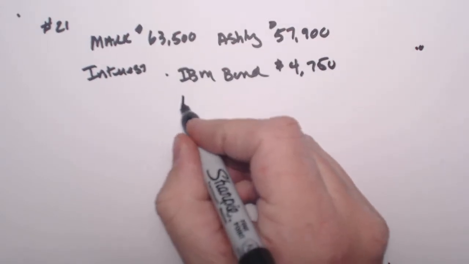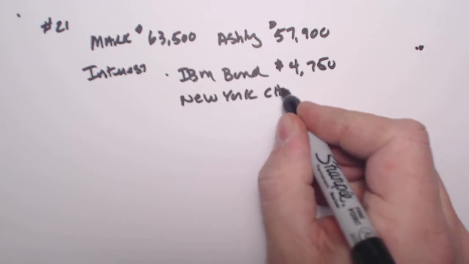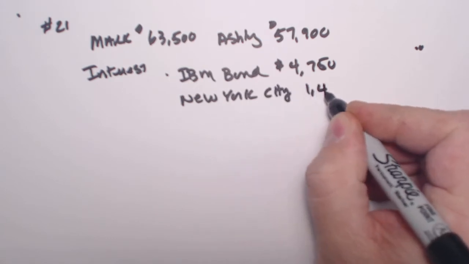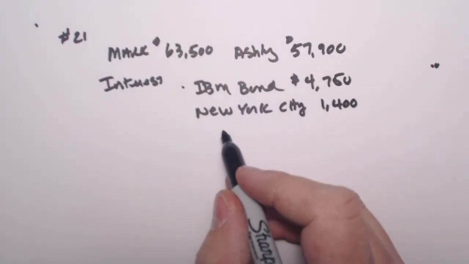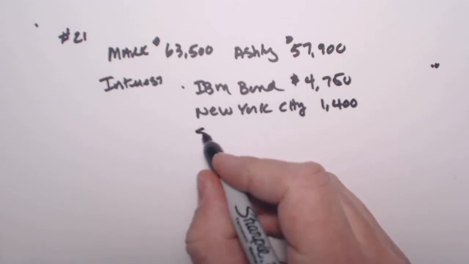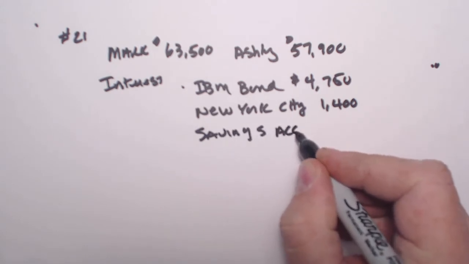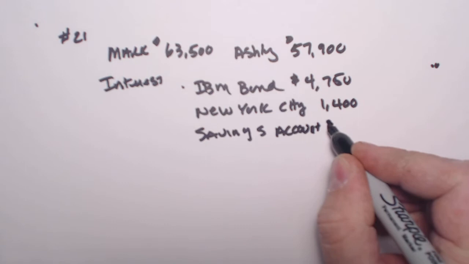Then they had New York City bonds. Now, in this particular problem, it's New York City. Well, this could be Boston, it could be Miami, it could be Chicago, it could be any of the city bonds that you have. By having New York City bonds, they are tax deferred, and we'll talk about it, tax free. We'll talk about that in just a moment. And then we have a savings account interest of $2,600.